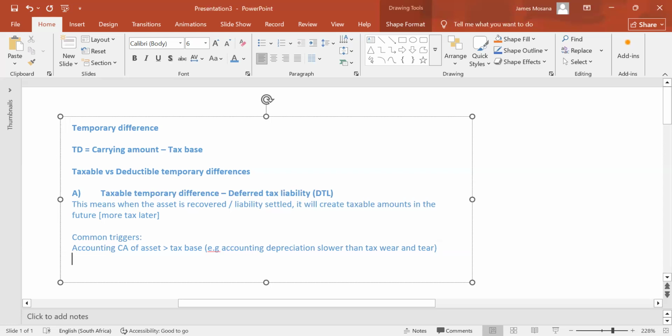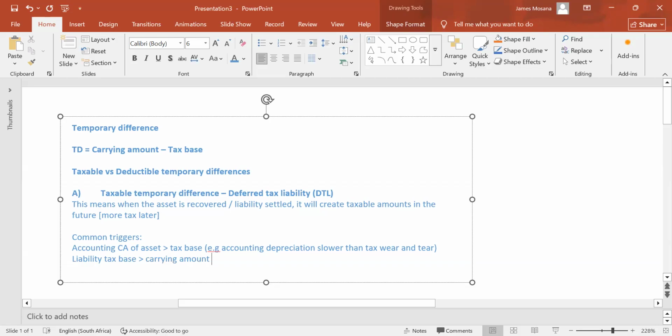And then we have perhaps the liability. So where the liability tax base is greater than the carrying amount, it is less common but possible, and you would also get your deferred tax liability.